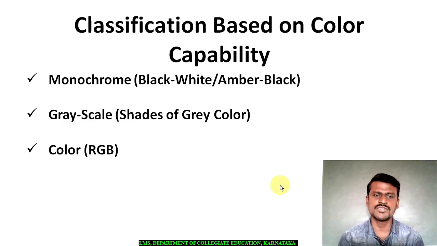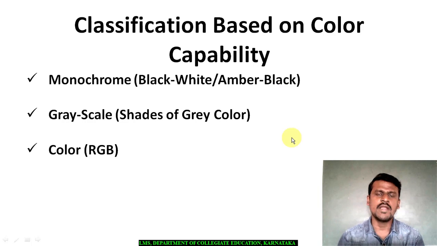Monochrome means it uses 2 different colors. That may be a combination of black and white, or amber and black. It uses these 2 different types of combination, that is black and white or amber and black.